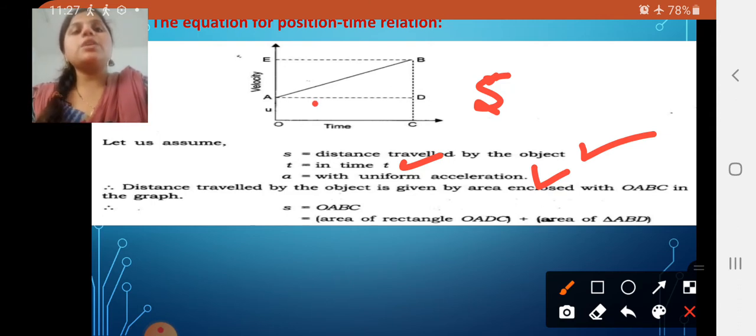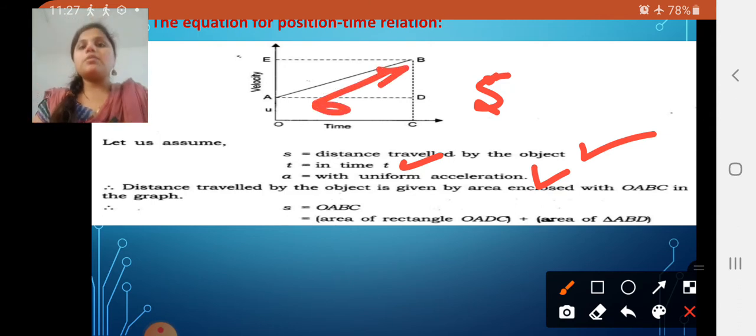Uniform acceleration means a straight line. Similar graph, dear students, no change, but we are assuming something. Here we are not assuming anything, we are just checking the graph, and we have found the velocity-time equation. In this we are going to represent S = ut + half at square. For this purpose we are going to assume something.